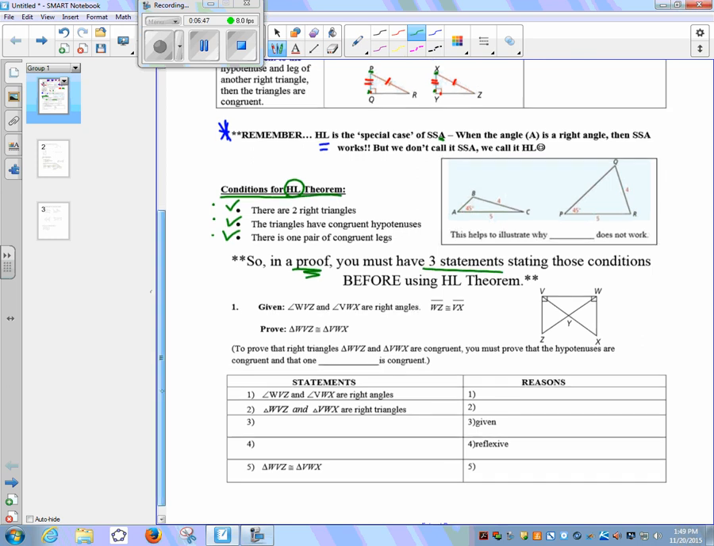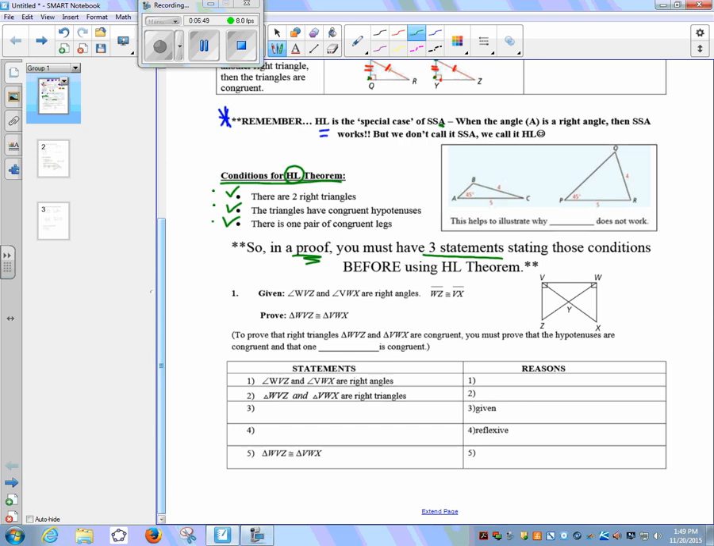So let's work through this proof here. Given angle WVZ. Now I look at this diagram and I would like to separate out my two triangles. So I'm going to take VWZ and move this to here. You might want to just draw that separately and then take the other triangle and draw that separately.